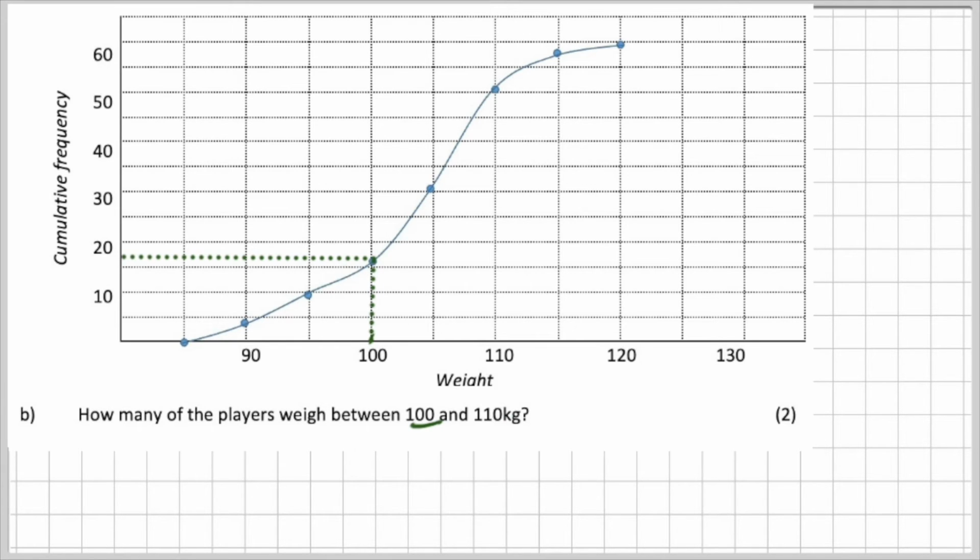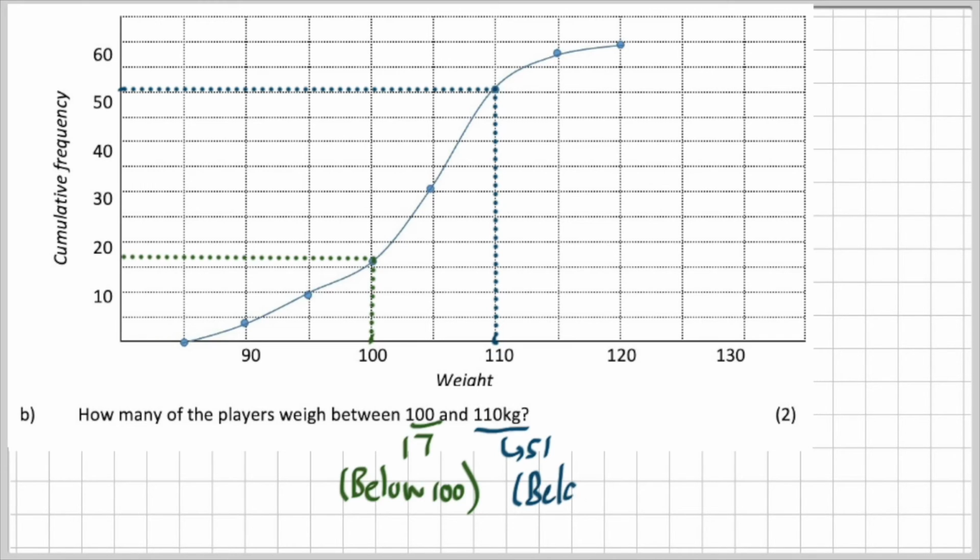How many players weigh between 100 and 110? Now, I've already gone to the 100 kilograms and went up to my Ogive, and I got about the 17th person. That means there are 17 people that were at 100 kilogram or below. If I look at the 110, taking it from 110 up to my Ogive, it's about 51 people that are at 110 or below.